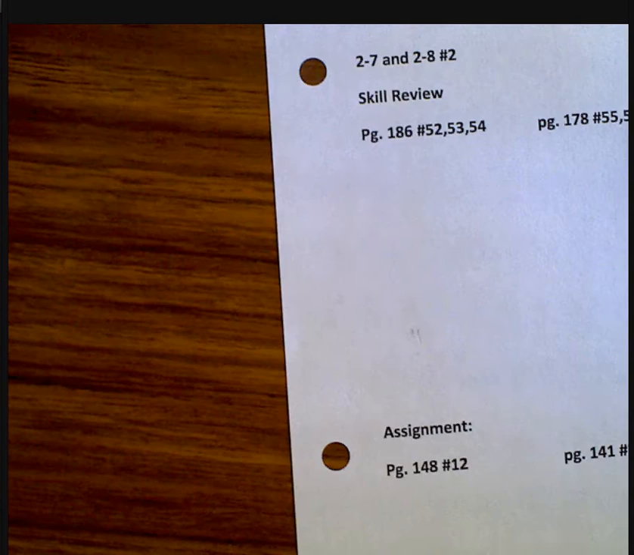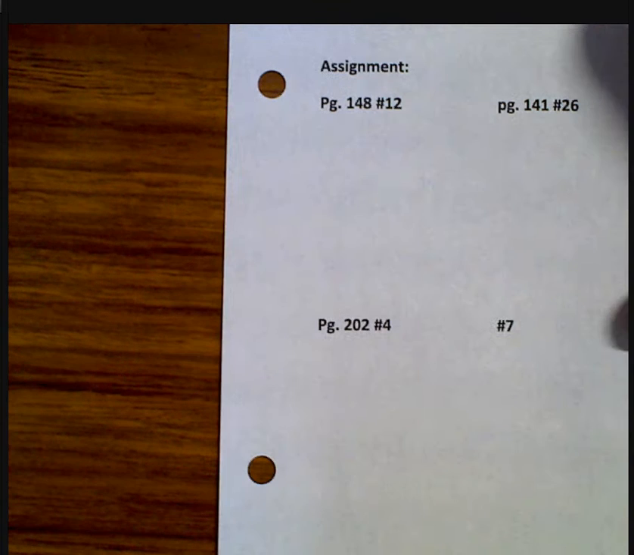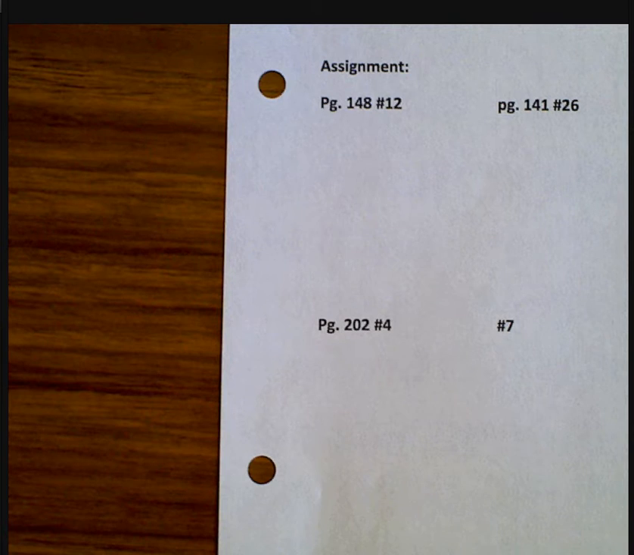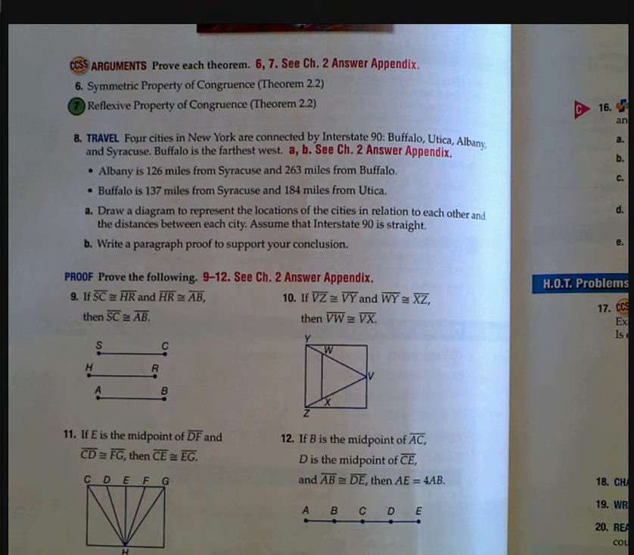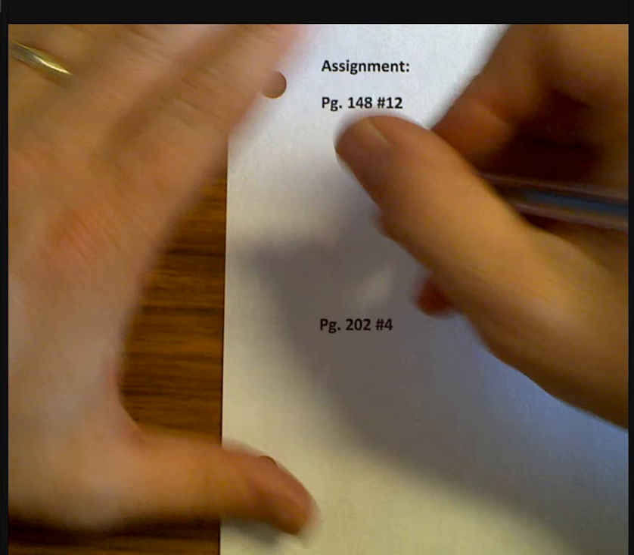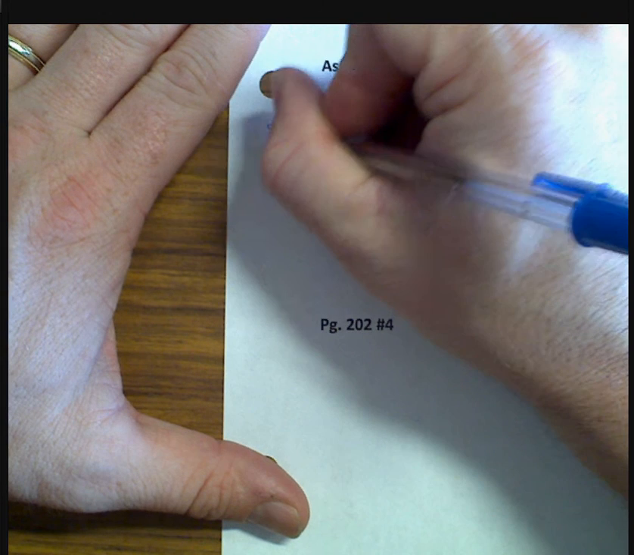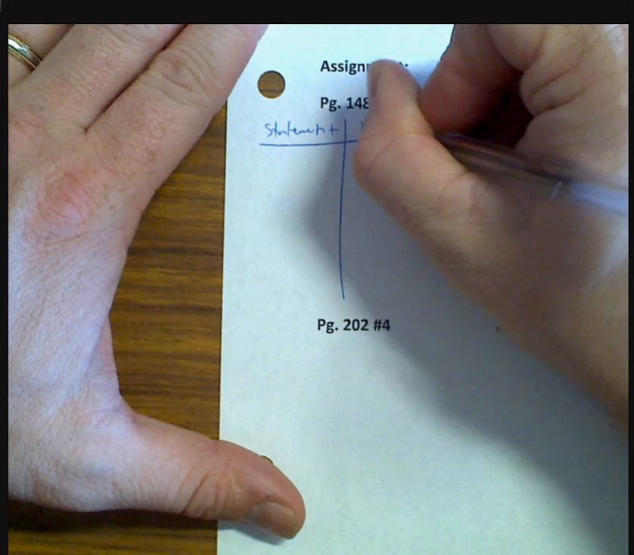Okay, we are on 2728, number 2, page 148, number 12. On page 148, number 12, if B is the midpoint of AC, so I'm going to go ahead and I got to go statement, and I got to go reason.